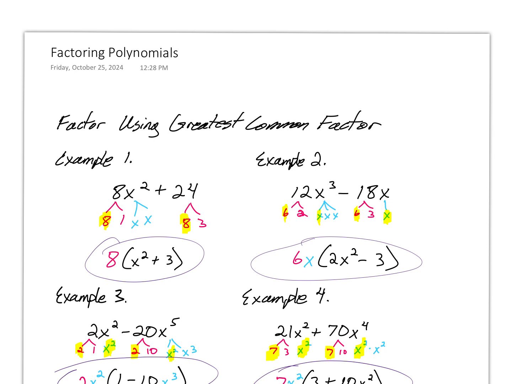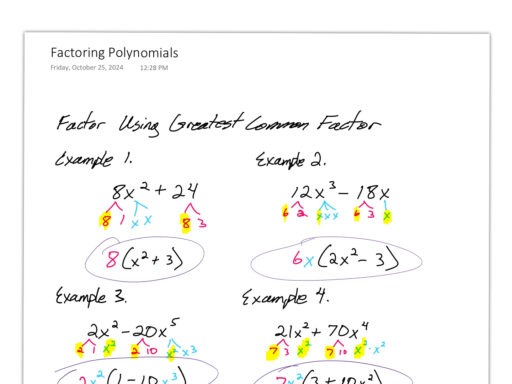So we can factor out the 8, and that becomes one of our factors. And then the other factor is what we multiply 8 times to get to that expression, or what is remaining from each term. If we factor out the 8, well, we have this 1x squared. So here's x squared. And then over here we had the 3. So that would be x squared plus 3. So this represents the factors of 8x squared plus 24.